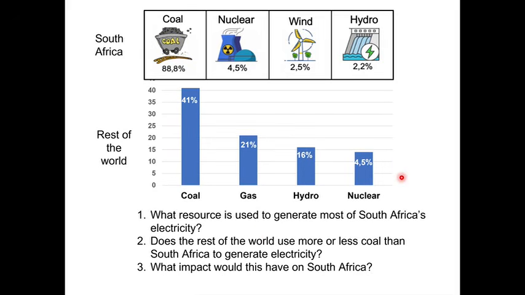Let's have a look at it. The first question: what resource is used to generate most of South Africa's electricity? If you read the source beforehand, you don't even need to go back to your diagram. You will know it's coal. Does the rest of the world use more or less of this coal than South Africa to generate electricity? Then you'll see, if you've read the source, of course I've seen this: South Africa uses more than twice the amount of coal. Just look at the next question. What impact would this have on South Africa? Can you see again the questions that geographers ask? First identify, compare, and then you get to what is the impact.